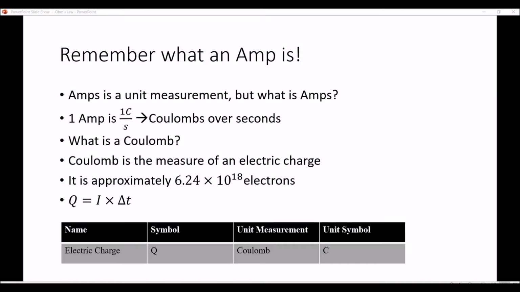Now remember what an amp is. Amp is a unit of measurement, but what exactly is an amp? 1 amp is 1 coulomb per second, but what's a coulomb? A coulomb is the measure of an electric charge, and it's approximately 6.24 times 10 to the power of 18 electrons. Now this means an amp is an electric charge per second, and the formula for electric charge is current times time.